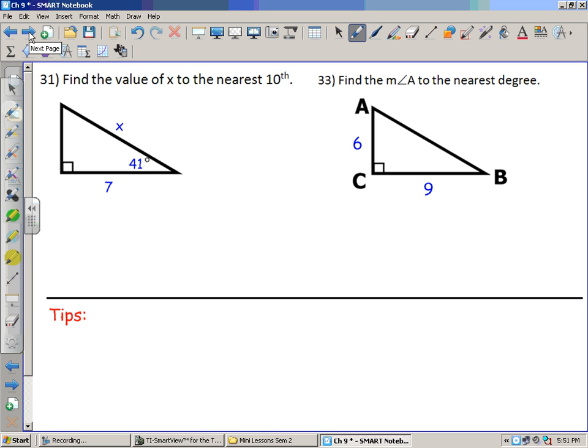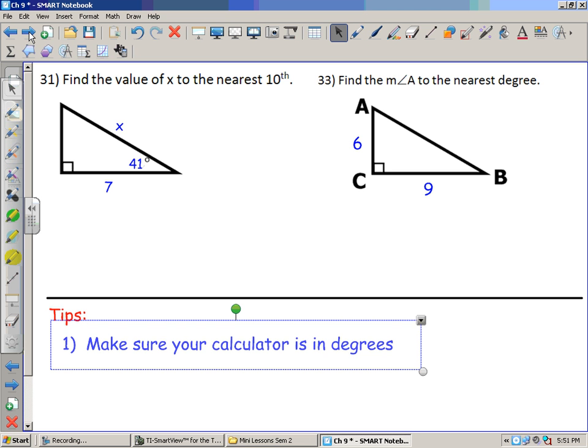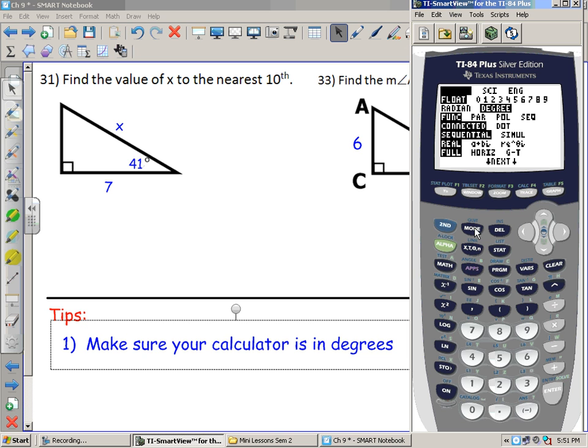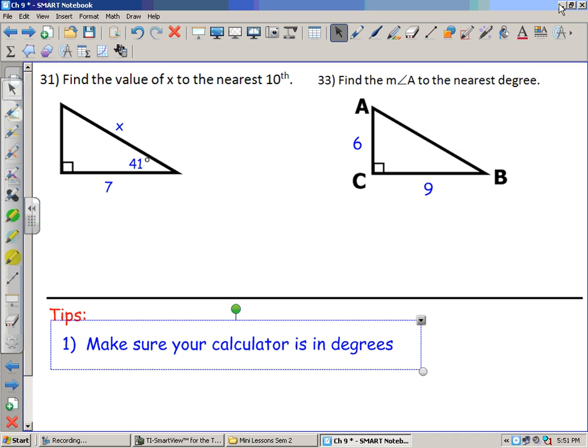Now, lastly, we're going to find the value of x, or find the value of an angle. First thing I got to do is make sure my calculator is in degrees. So if you pull up your calculator, you hit the mode button. You want to check and see that your calculator is in degrees, and this is how you're going to be able to do it. So degrees, I'm good there, so I'm going to downsize.